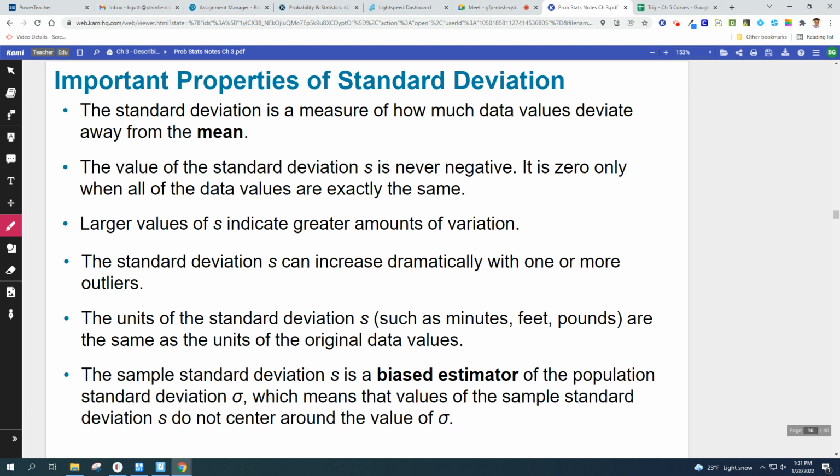Important properties of standard deviation. Standard deviation is a measure of how much data values deviate away from the mean. The value of the standard deviation, S, is never negative. It is 0 only when all of the data values are exactly the same.